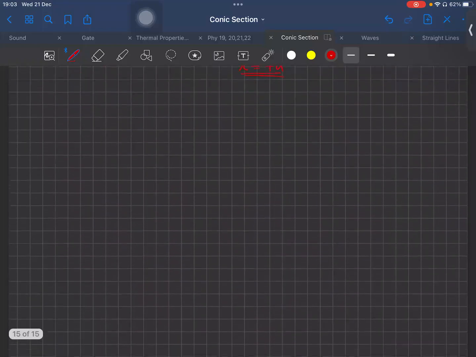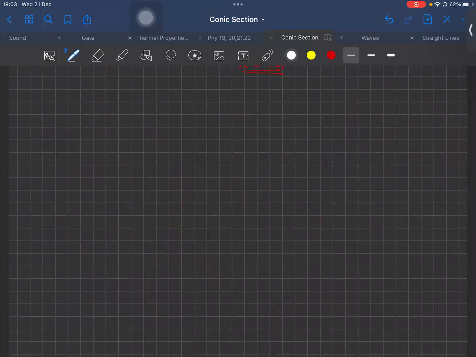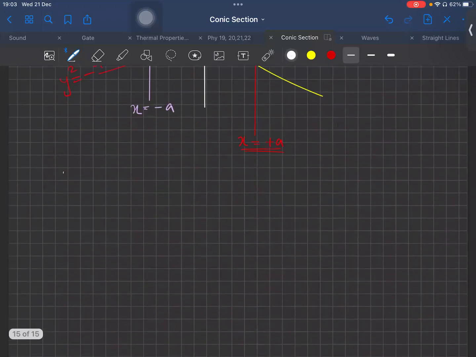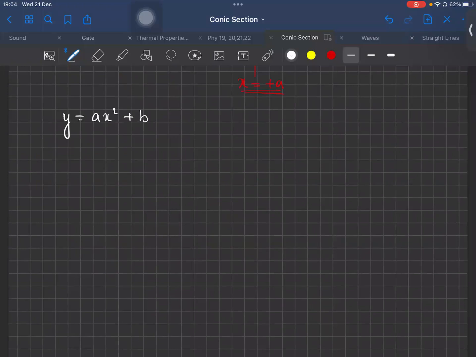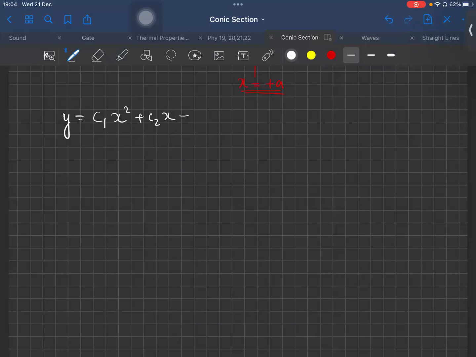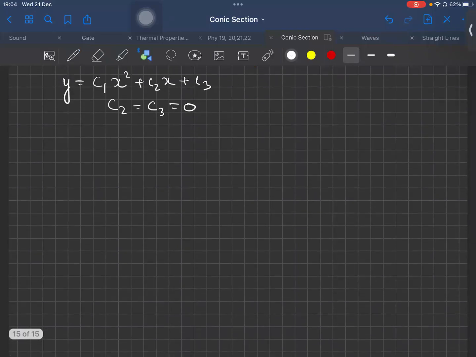Now, if we have a parabola of the other case, y is equal to ax square plus bx plus c. If c is equal to 0, b is also equal to 0. Let's not write a because we are using a for the focus. So y is equal to c1 x square plus c2 x plus c3, where c2 and c3 should be equal to 0. So let's discuss this parabola.